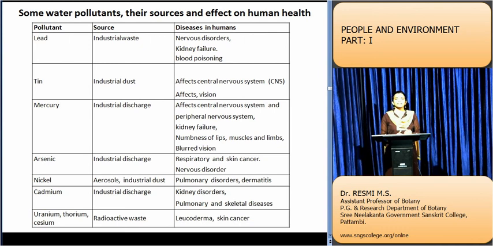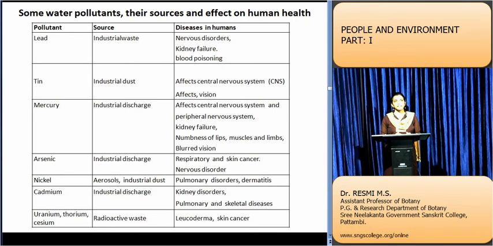And tin, from industrial dust, can affect the CNS, that is the central nervous system, and vision, etc. And mercury, again from industrial discharge, affects the central nervous system and peripheral nervous system, and causes kidney failure, numbness of lips, muscles and limbs, and blurred vision, etc. Arsenic, again from industrial discharge, can cause respiratory and skin cancer, severe nervous disorder, etc.